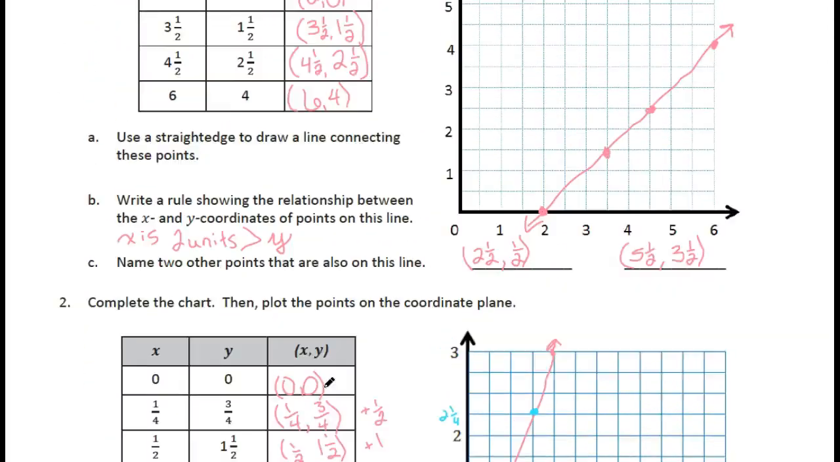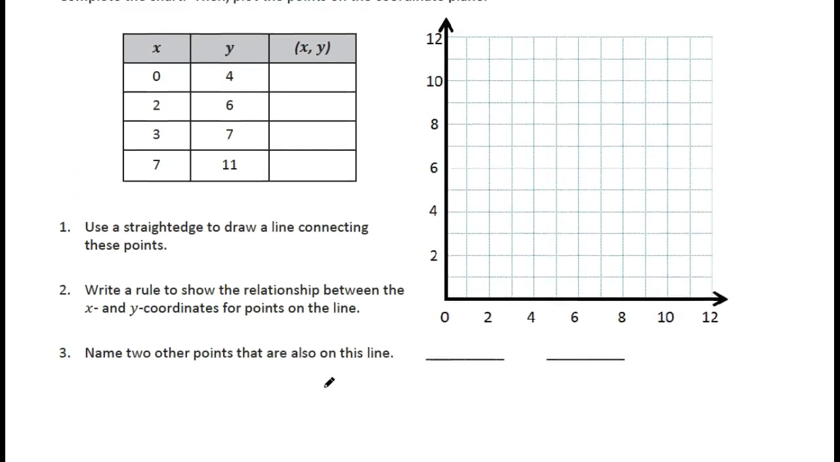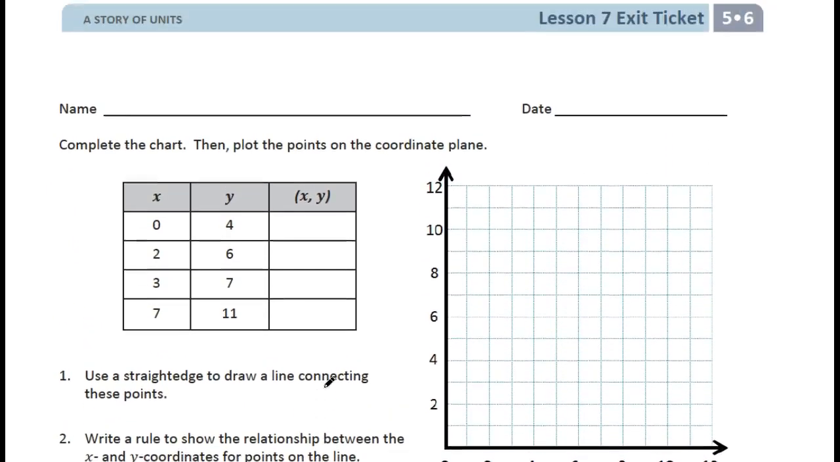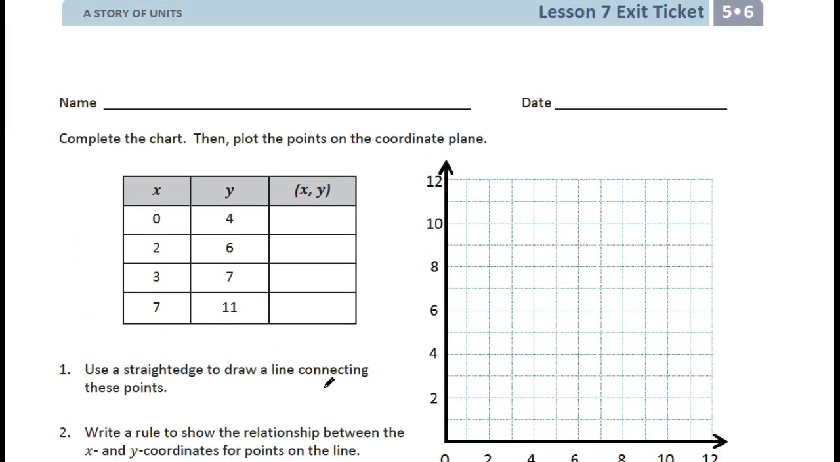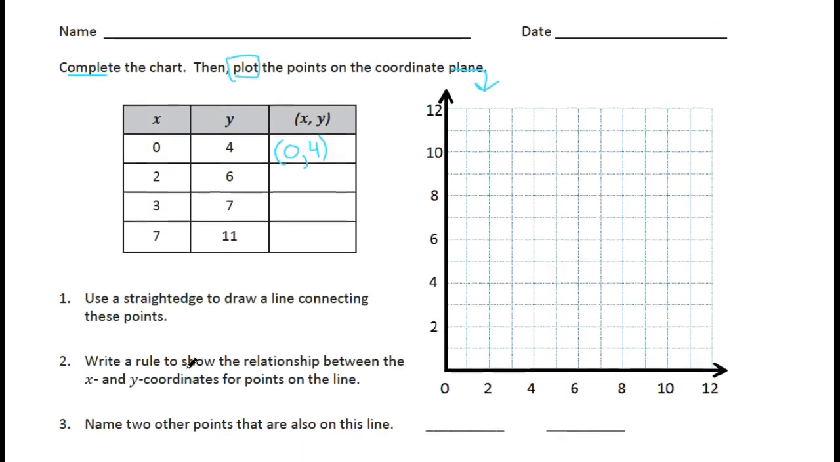So, homework. Here we go. Here it is. And you're going to be doing the exact same thing we just did. So you're going to take these and put them in parentheses. Parenthesis, comma, here's your x, here's your y. And do that for each of them. That's the first step, complete the chart. The second step, here's your verb, plot. Plot them on here. Coordinate plane, here. Use a straight edge to draw a line connecting your points.